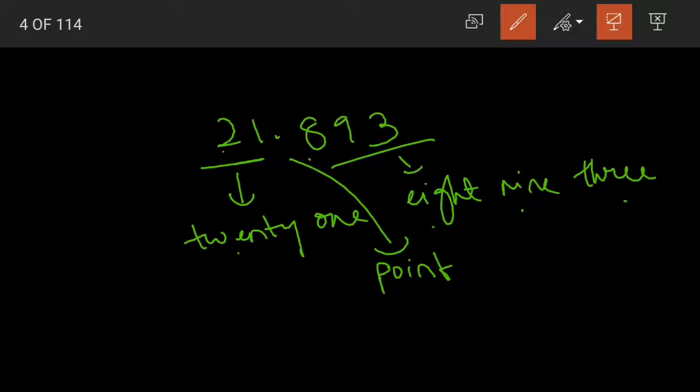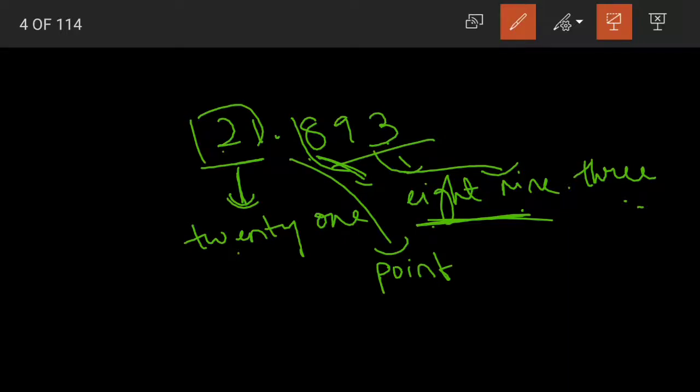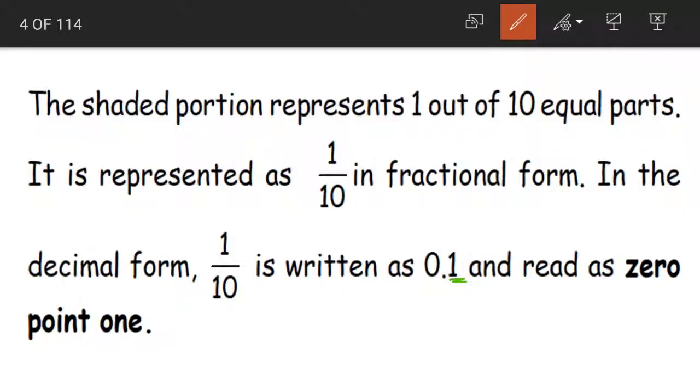21.893 is our decimal number, and this is how we read it. Yes, all the digits in the decimal part are read individually: 893. We should not read it as 893 together. In the whole number part you can read it together, that is as 21. But in the decimal part, remember to read the digits individually.